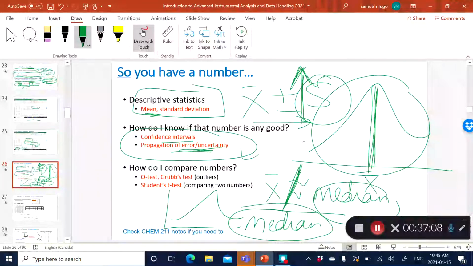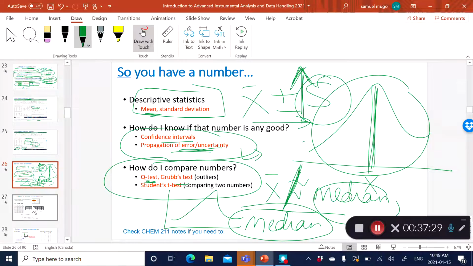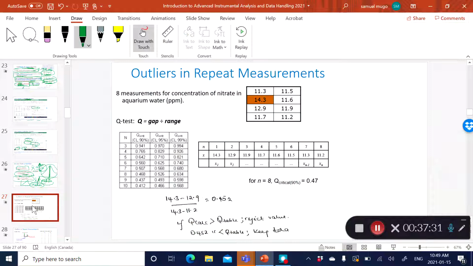In the event I've got an outlier, okay, then remember, you should always look at your data and test the outliers using the outlier testing methods, the Q-test, the Grubbs test and so forth. And that's what we're going to talk about in the next slide very quickly.